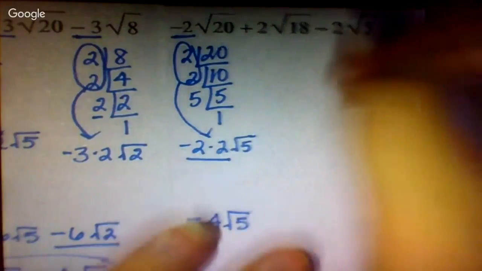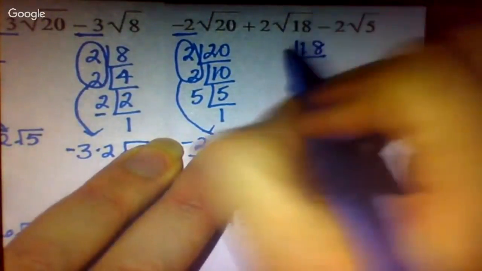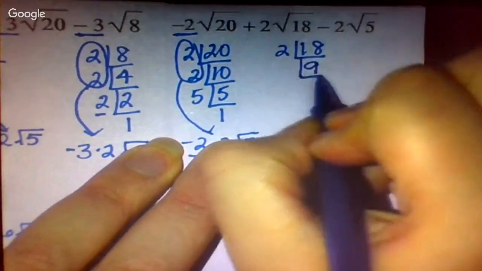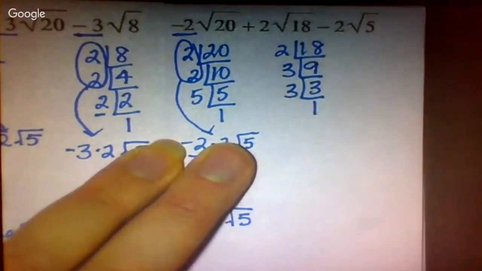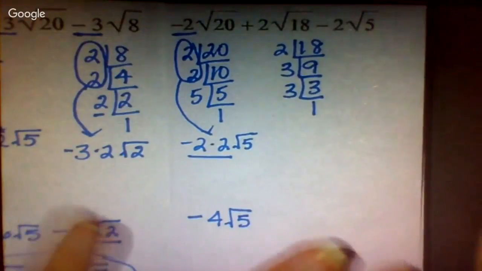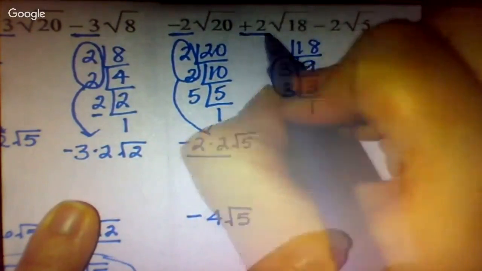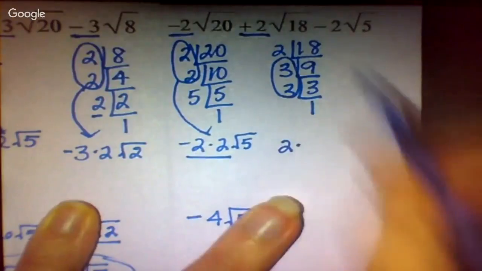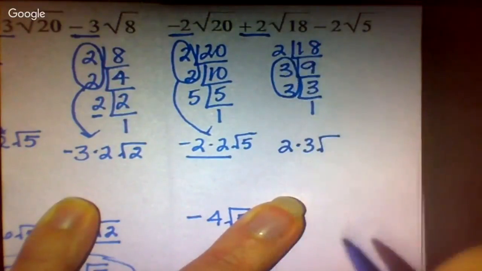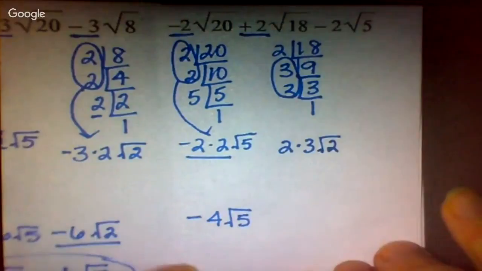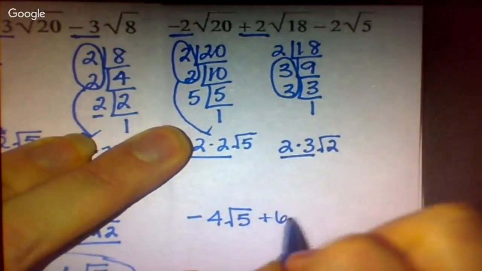18. Okay. 18, is that prime? No. So let's break it down. 18 is divisible by 2, which leaves me with 9, which is divisible by 3, which leaves me with 3, and then 3 and 1. What am I grouping in? 2s. So what can I circle? 3. My 3s. Okay. So we bring down this 2 that's already there. 2 times 3, because I circled 3s, and square root of what's left over, Christian? 2. It's always whatever I did not circle. So this one's actually 6 square roots of 2.